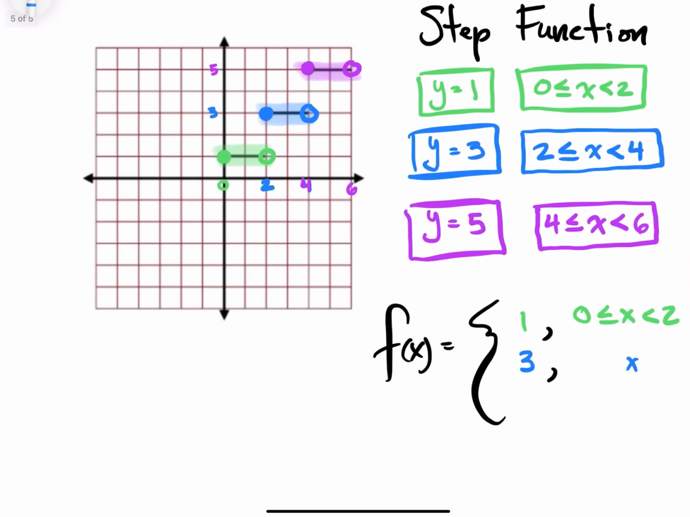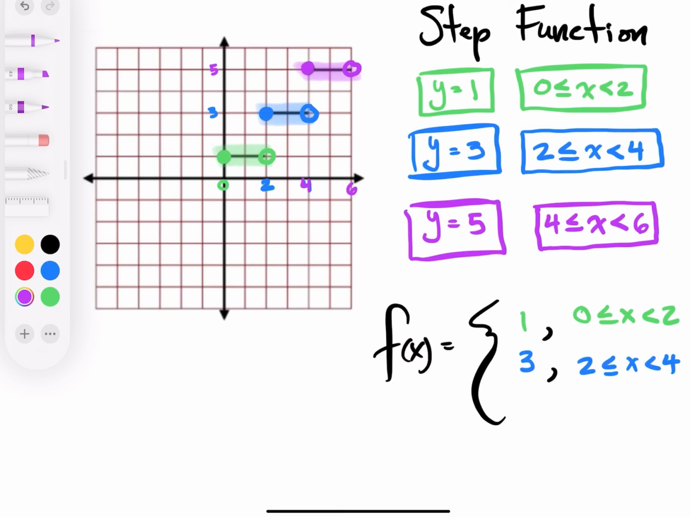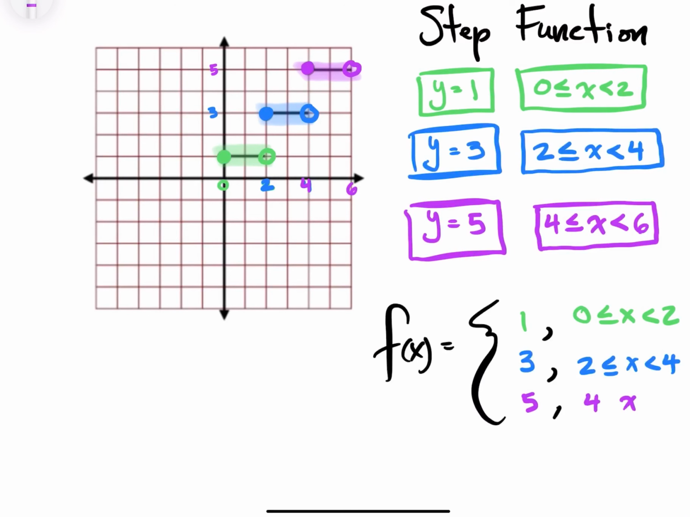x is between 2 and 4. It is equal to 2, but not to 4. And our final piece is going to be 5. And that's only going to happen when x is between 4 and 6. So x is between 4 and 6. It is equal to 4, but not the 6. All right, so there's your equation.